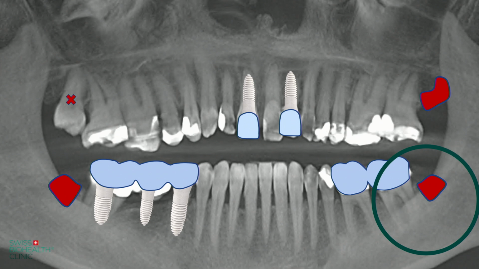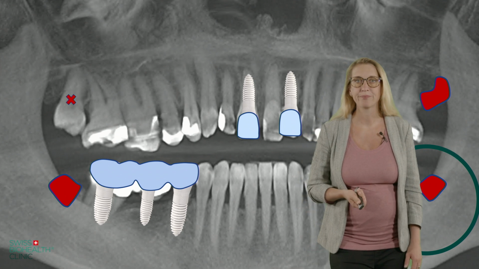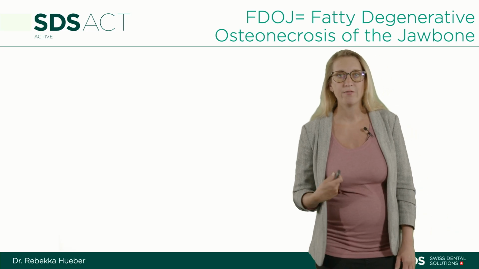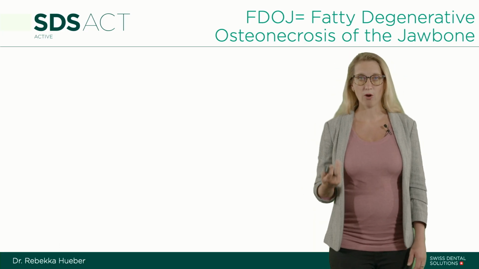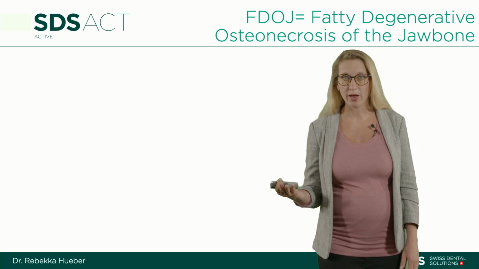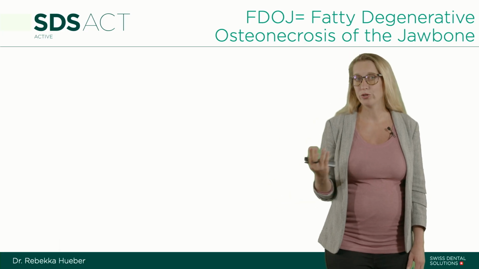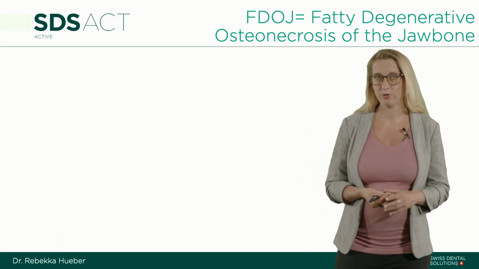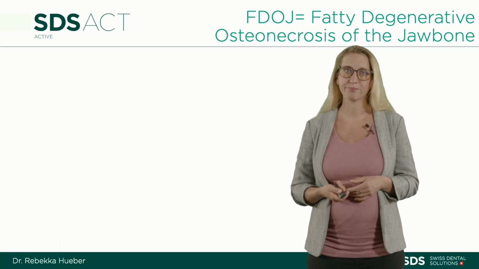We will now have a look at the surgical protocol for an FDOJ. First of all, what is an FDOJ? It is a fatty degenerative osteonecrosis of the jawbone. Often we find it in the wisdom tooth area when a wisdom tooth was pulled and the bone couldn't heal correctly. We also find it around root canal treated teeth, infected teeth, and also titanium implants.